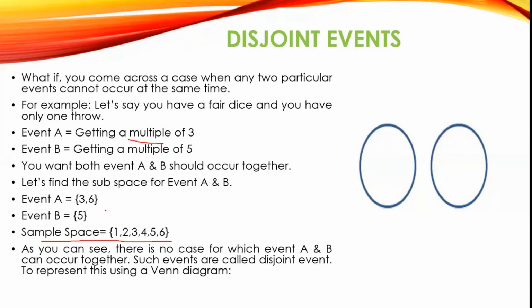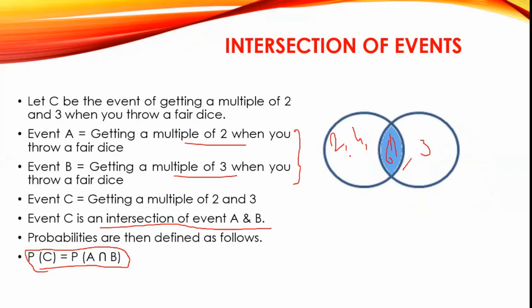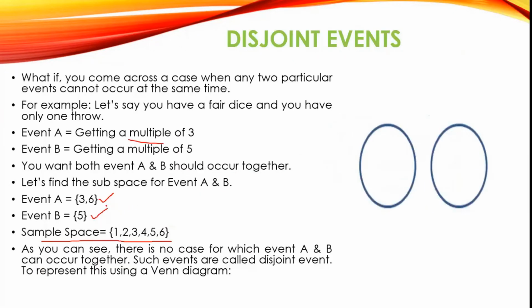Because the multiples of 3 are 3 and 6, and the multiple of 5 is only 5. So what is the chance of getting a combination, an intersection? In the previous case, an intersection was possible, with 6 having a probability there. But in this case, there is no chance of getting it.